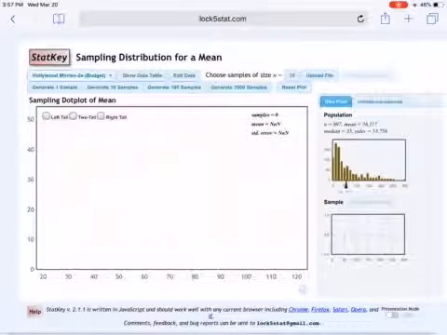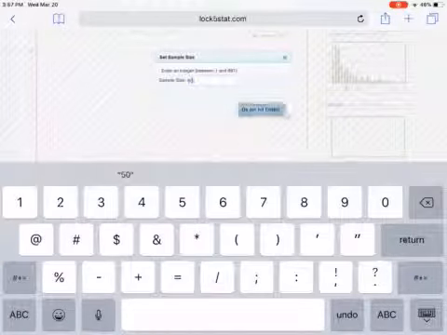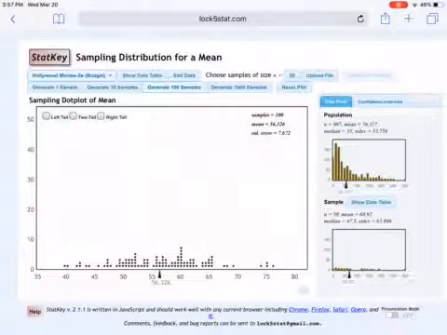So if we go to StatKey and we change our sample size to 50 and we look at 100 different samples, we'll generate 100 samples. Here are 100 X bars in this plot, and we've looked at this already, they're centered where we want, so near the population mean here of 56.117.